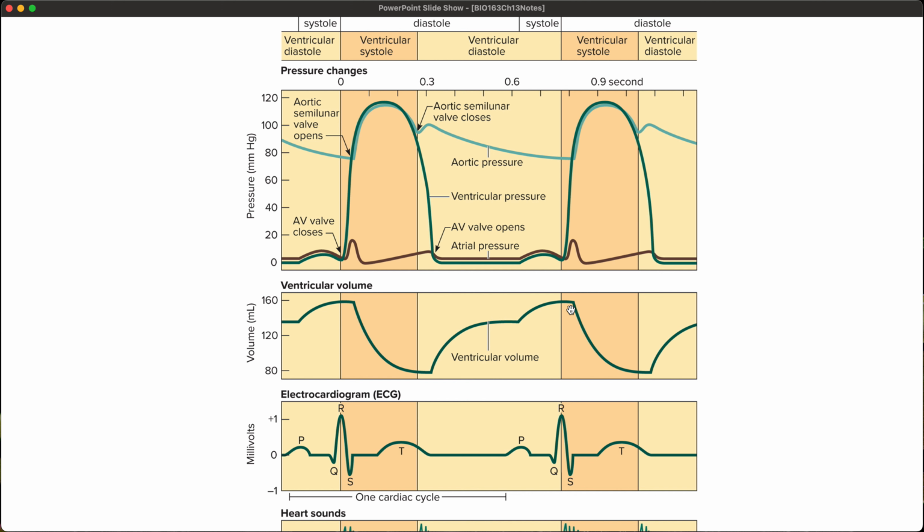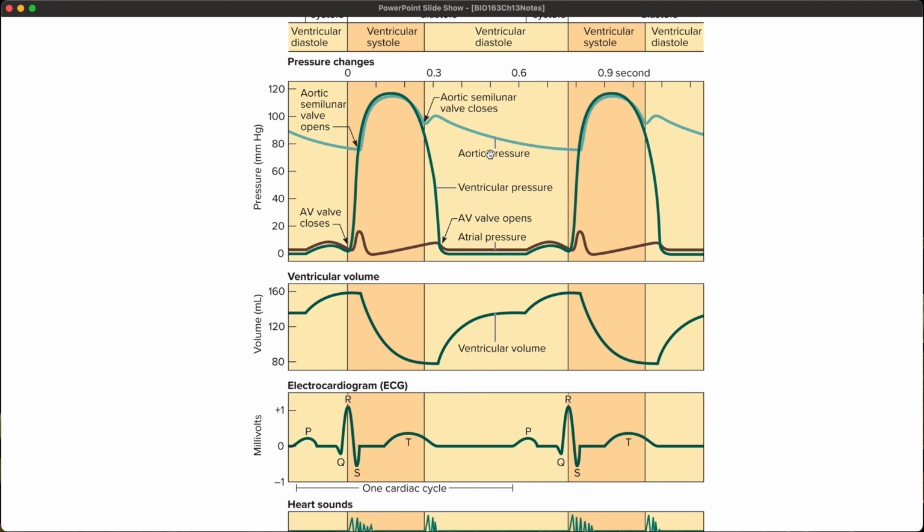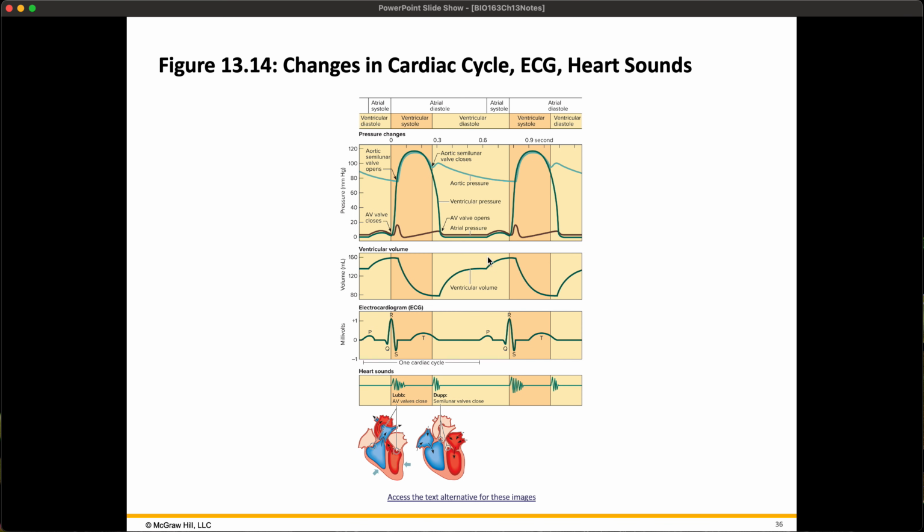And then what's happening here? This ventricular blood volume is really starting to drop. Oh, the pressure is increasing in the ventricles. I'm in ventricular systole. And then what do you know? I'm right after my QRS, my ventricular depolarization. So you can just go on and on. You can follow all of these lines through each of these different graphs, and you should be able to understand that.